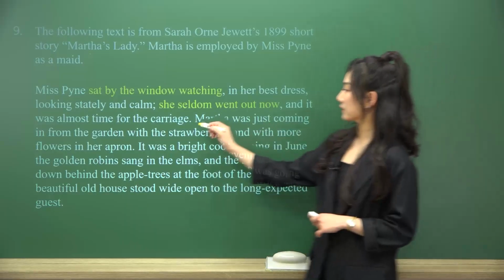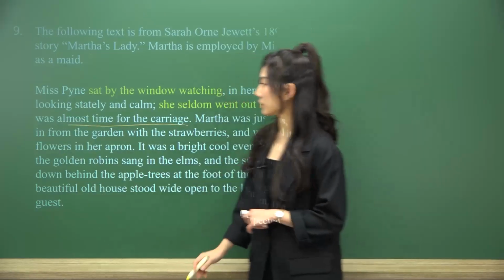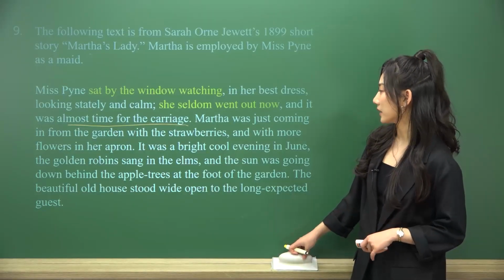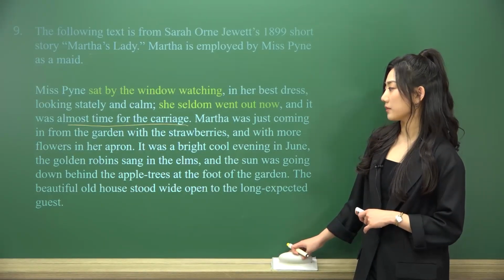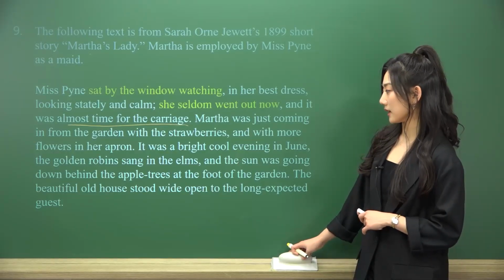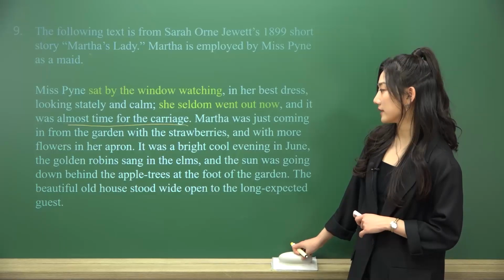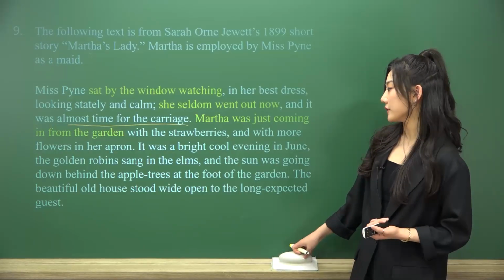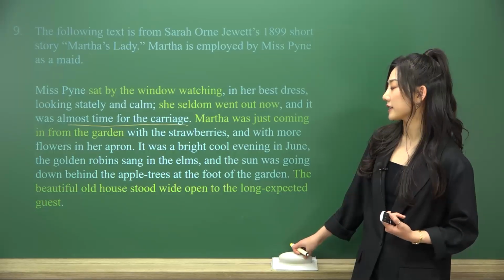Martha was just coming in from the garden with the strawberries and with more flowers in her apron. It was a bright, cool evening in June. The golden robins sang in the elms, and the sun was going down behind the apple trees at the foot of the garden. The beautiful old house stood wide open to the long-expected guest.